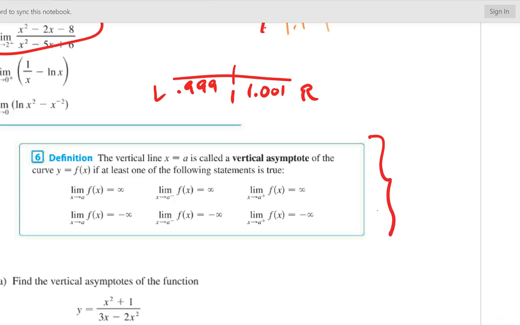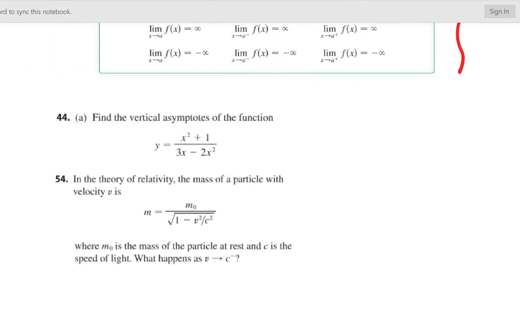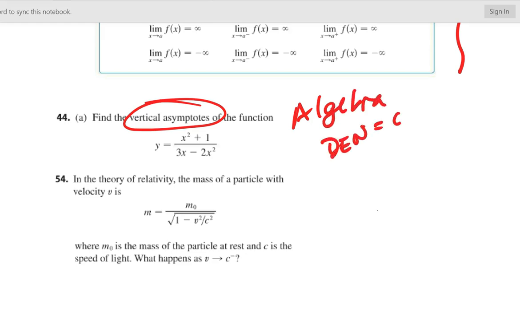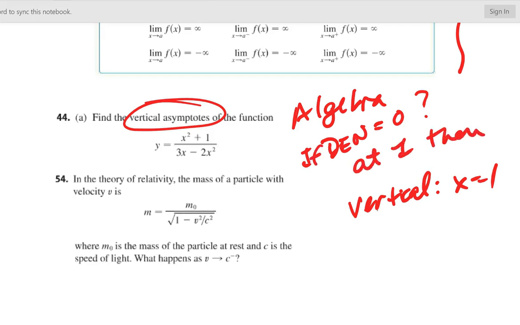So I want you to read over this, because I'll be asking you to find the vertical asymptotes. To find the vertical asymptotes of a function, normally in algebra you ask where the denominator is equal to 0, and if it is, then that's the asymptote. So if the denominator is equal to 0 at 1, let's say, then the vertical asymptote is x equals 1. But in calculus, I don't want you to do this business here.